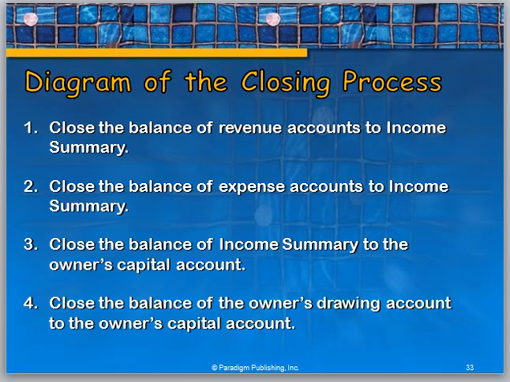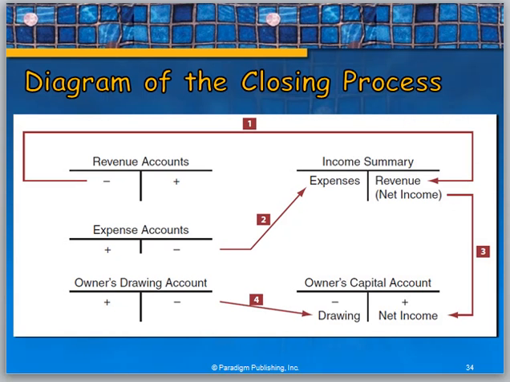Okay, so the closing process, as we said: close your revenue balance to your income summary, close your expense accounts to your income summary, close the balance of the income summary, that is, after you subtract the expenses from the revenue, that balance, to your owner's capital account, and then you're going to close the balance of the owner's drawing account to the capital account. So this is the diagram in your book. Okay? Make sure you understand this.